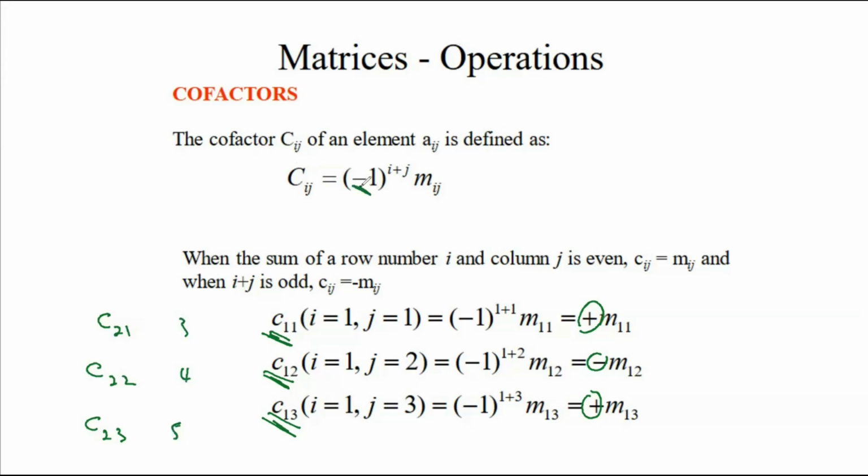If you were to raise -1 to the third power, you get negative. If you were to raise -1 to the fourth power, you get a positive. And if you were to raise -1 to the fifth power, you get negative. So in the second row, your cofactor matrix will have plus, minus, plus. And in the second row, you have minus, plus, minus. And in the third row, you have plus, minus.